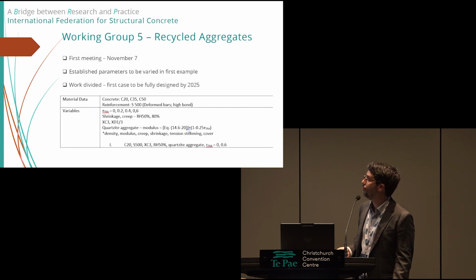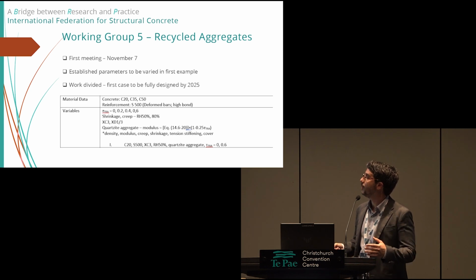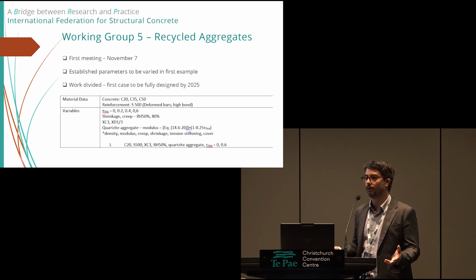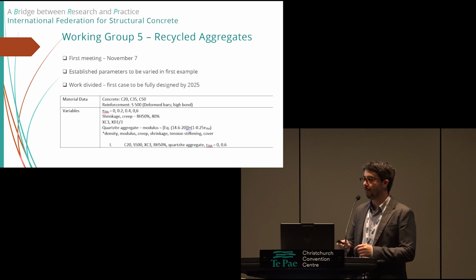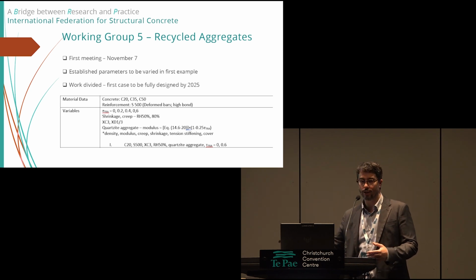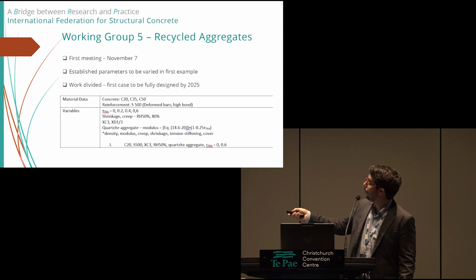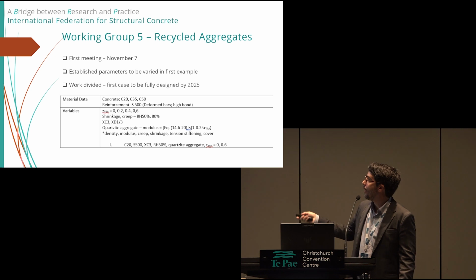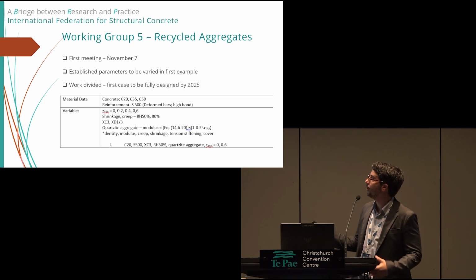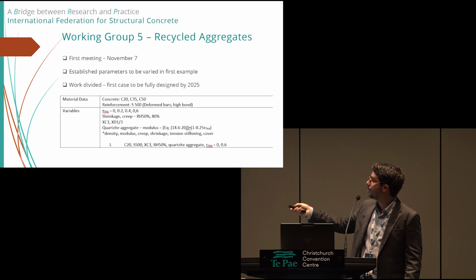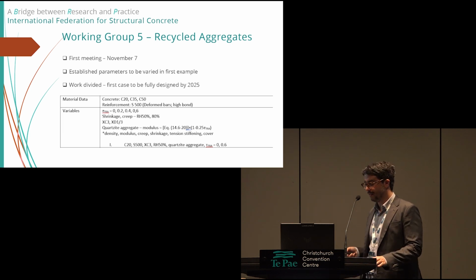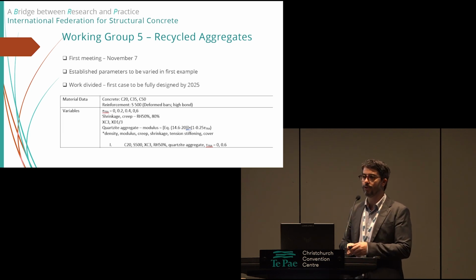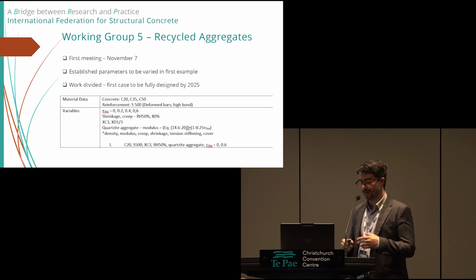So this is what they want to do: to establish the parameters that they vary in the first examples, because recycled aggregates can vary a lot. They have many parameters that they can choose, and these will change the results. So the work was divided among the members in this first stage, and they are using many parameters for the interlock and bonding as well. So this is what they are doing so far. This is an ongoing project, as I said, that we count on a lot to help practitioners in the future. This is what I had to say.